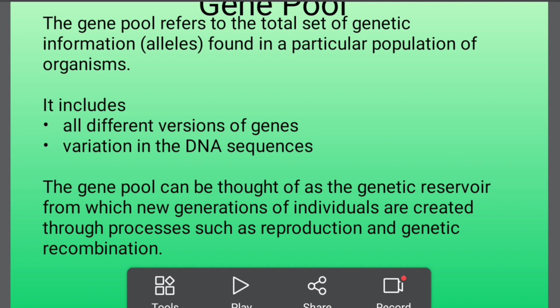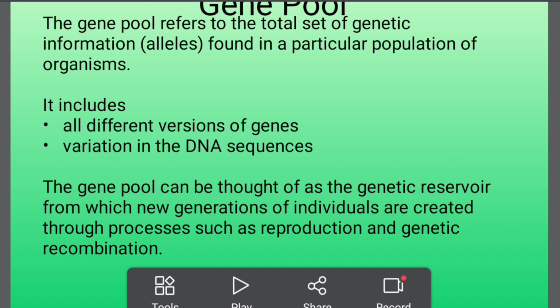First, to define the gene pool. Gene pool refers to the total set of genetic information, alleles, found in a particular population of the organism. So it is the simplest definition of a gene pool. Gene pools are all combinations of the genes, alleles, found in a reproducing population of plants. It includes all different versions of the genes, variation in the DNA sequences. So the combination of all genes and the changes or variation in the DNA sequences is collectively known as the gene pool of medicinal plants.